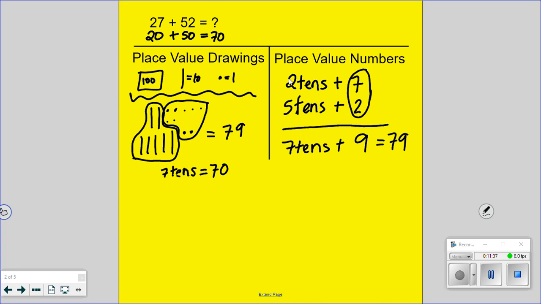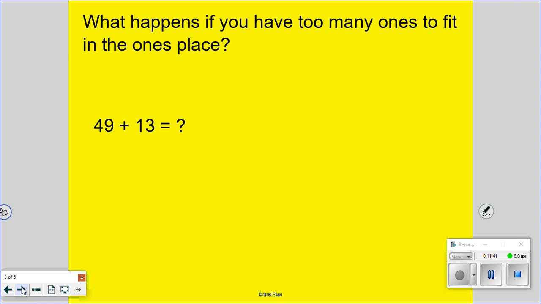Turn the page. This is your new title. It's a question. It says, what happens if you have too many ones to fit in the ones place? Write the question down. Some of you may already know. Please don't yell it out at me. Please just write the question down. Make the other number bigger.